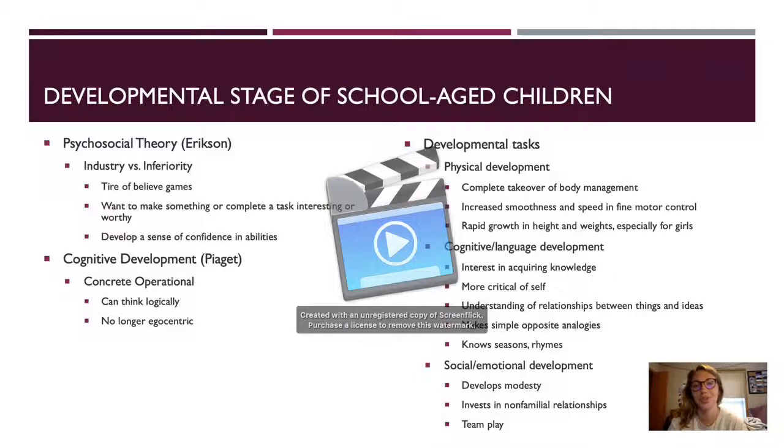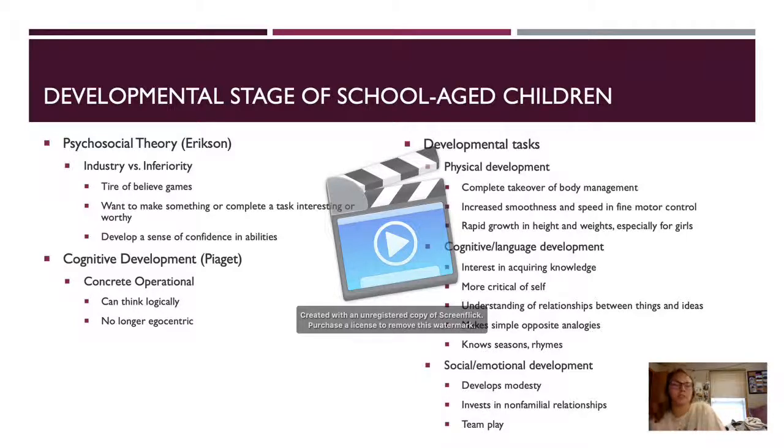Developmental tasks for school-age children. In physical development, this is a complete takeover of body management, meaning that they are learning how to go to the bathroom on their own and all of those sorts of things. There's an increased smoothness and speed and fine motor control. There's a rapid growth in height and weight, especially for girls.